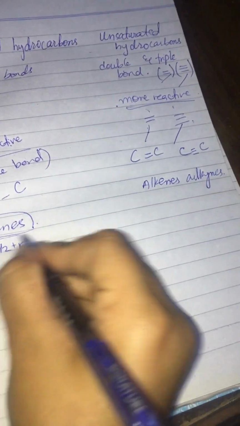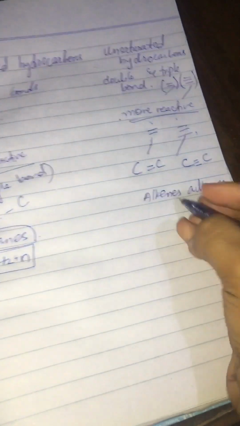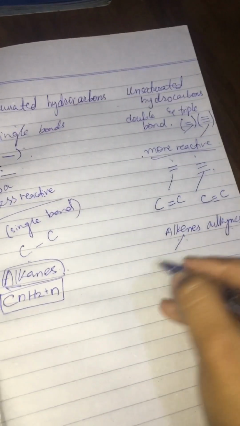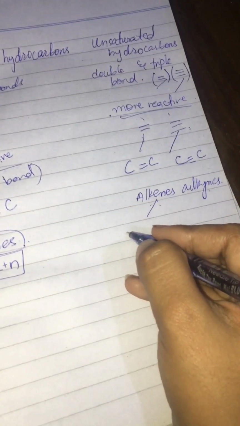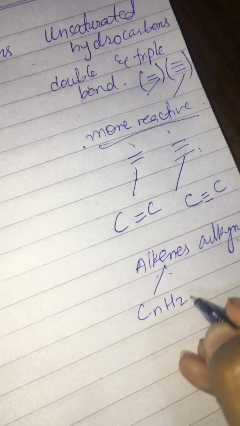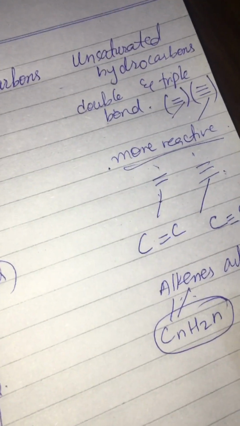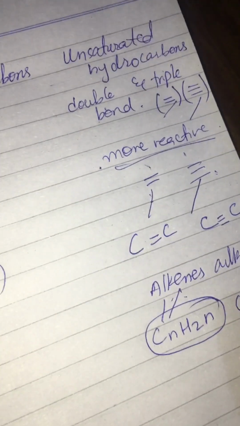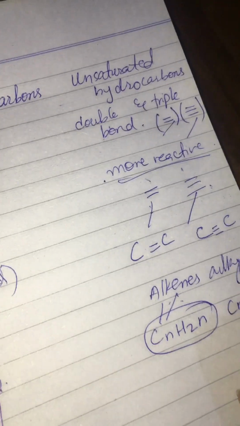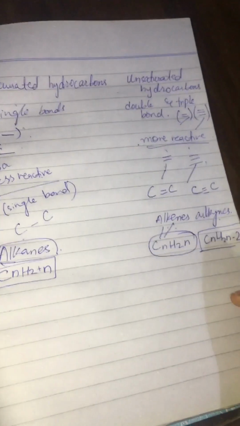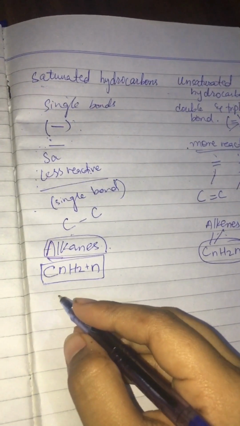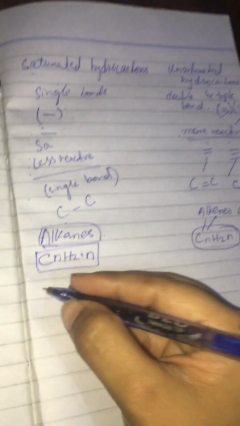This is the general formula of alkanes. For alkenes, it is CnH2n. This is the general formula of alkenes. Now alkynes, its formula is CnH2n-2. This is the formula of alkynes. Now we are going with an example, and I'm taking the example of propane.